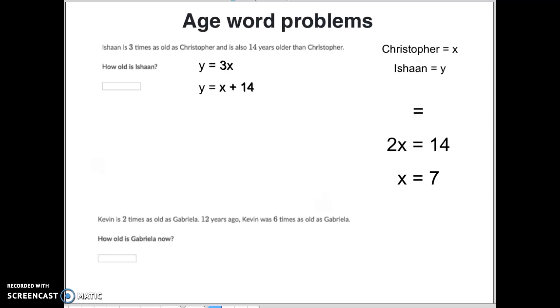All right, today's Khan Academy, age word problems. We are needing to figure out the age of different people. So let's get to it.